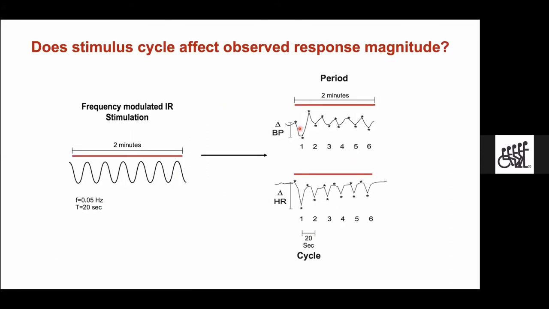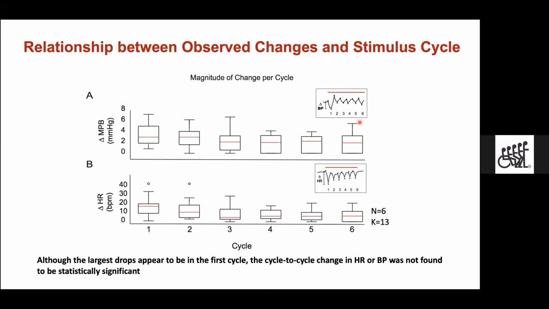She wanted to look at whether there was a cycle by cycle change. So as I said, you have a 2 minute stimulation, there are six cycles of infrared stimulation, and she wanted to see whether the initial response that we get is significantly higher compared to the next cycles. And so she looked at both the heart rate and the blood pressure. There are just some ways in which we analyze this data to look at whether we see any significant changes.